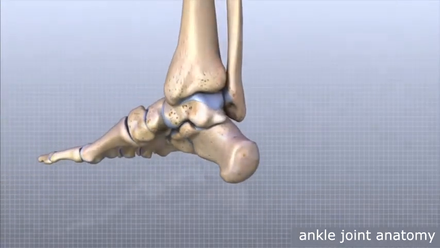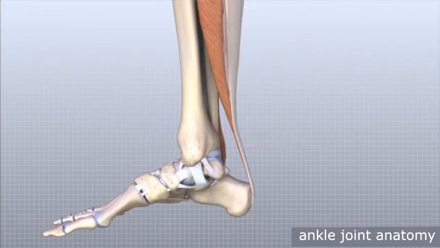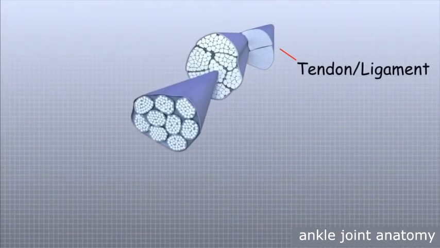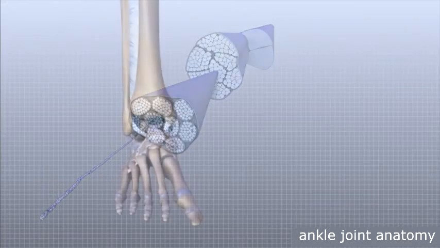Ligaments and tendons are soft tissues which attach bone to bone and muscles to bone. The ligaments attach bones to other bones, and tendons attach muscles to bones. Both of these structures are made up of fibrous collagen material. The collagen fibers are bundled together to form a rope-like structure. Ligaments and tendons come in many different sizes and shapes. The thickness of a ligament or a tendon determines its strength.